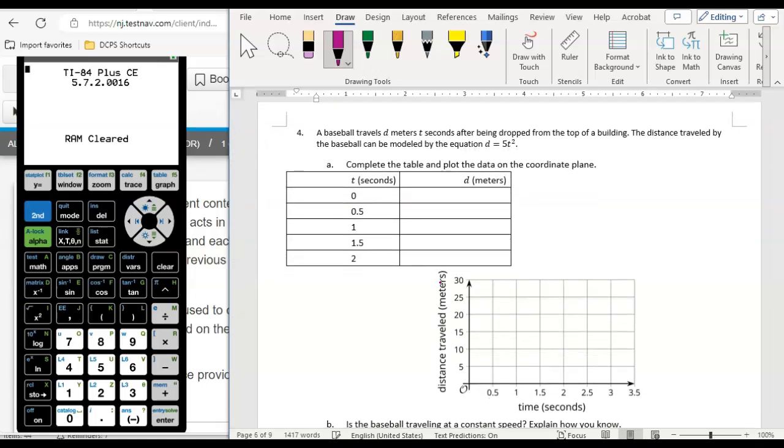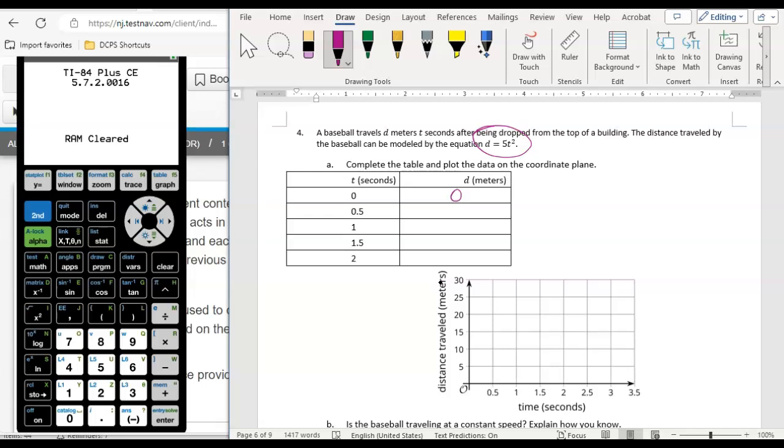A baseball travels d meters t seconds after being dropped from the top of a building. The distance traveled by the baseball can be modeled by this equation. So it's just an example of this baseball that's being dropped here. So at 0 seconds, it would be 0. It has dropped 0 feet, right? Like it hasn't dropped at all. And this is again measuring the distance that it has fallen rather than how far it is from the ground.